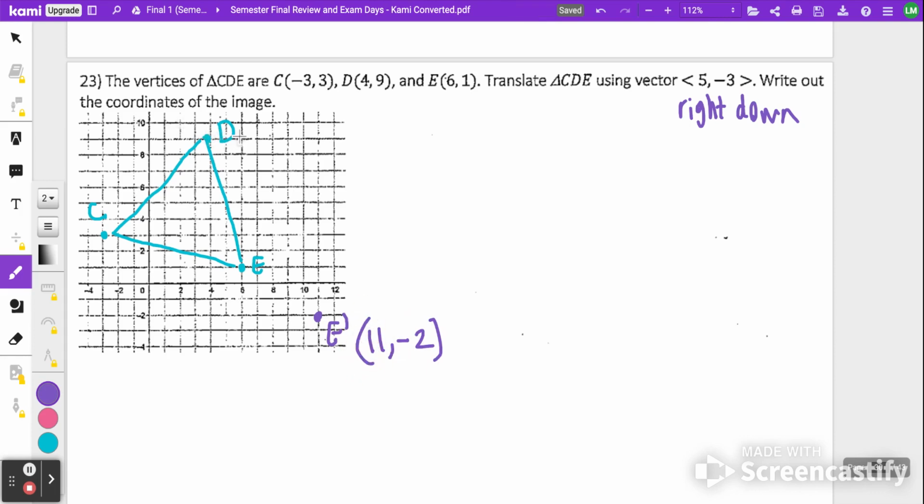Point D: to the right 1, 2, 3, 4, 5, down 1, 2, 3. D prime is now looking like it is at 9, 6. And then C: to the right 1, 2, 3, 4, 5, down 1, 2, 3, right there on the x-axis at 2, 0. And then you just connect your points. Same shape, same size. We've just moved to the right and down.